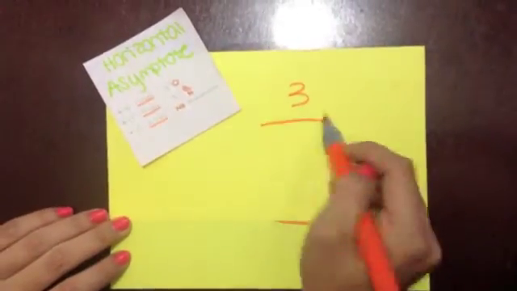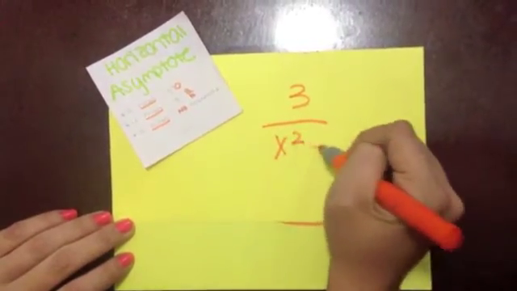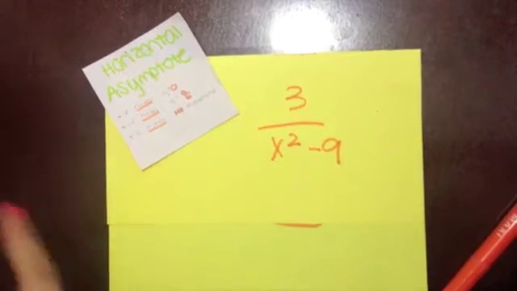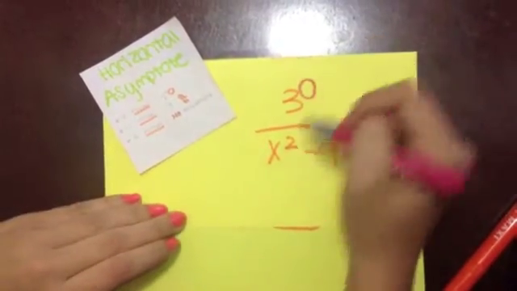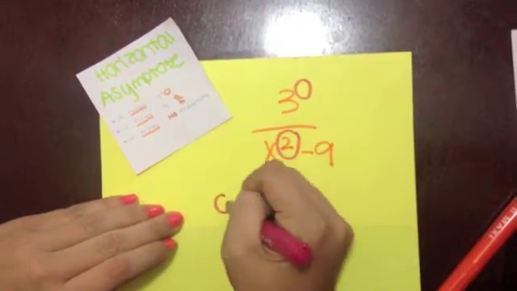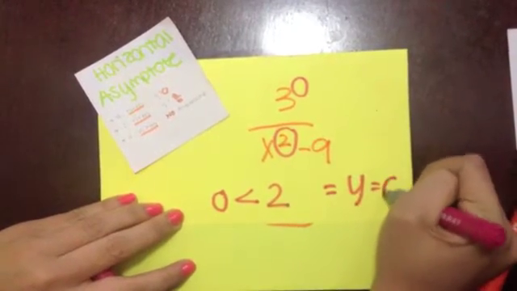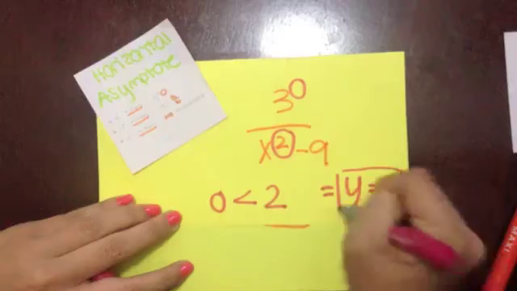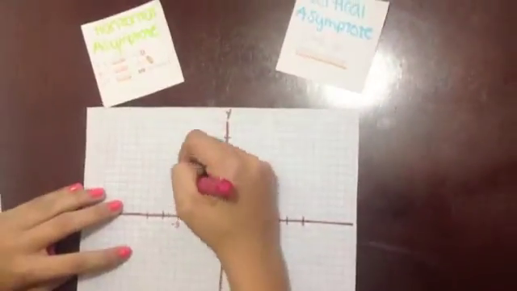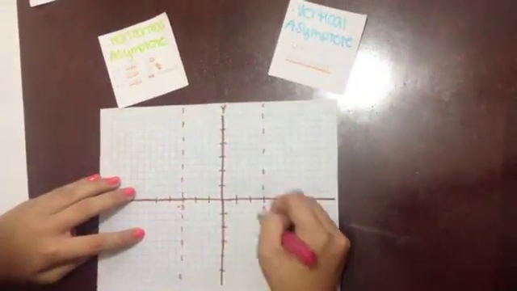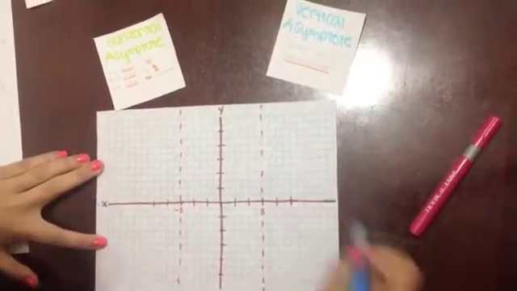To get the horizontal asymptote, you need to compare both degrees. In this case, your upper number does not have a degree, so it will be 0. Your second number is a 2, so 0 is less than 2. So this means y equals 0. Now graph your asymptotes. These are imaginary lines.